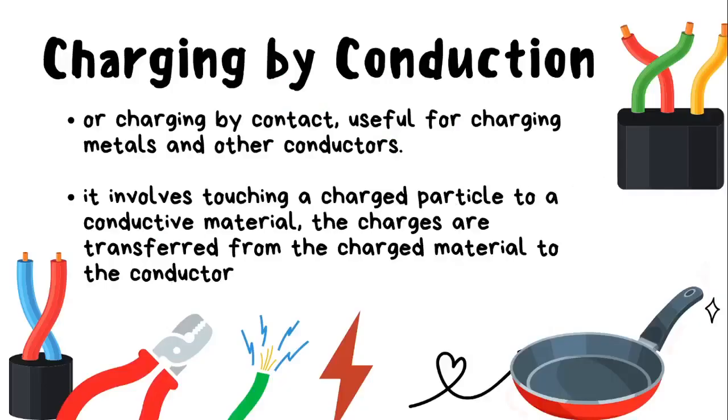Another way to charge objects is by conduction. Charging by conduction is useful for charging metals and other conductors. This charging method involves the touching of a charged particle to a conductive material. This transfers the charges from the charged material to the conductor.